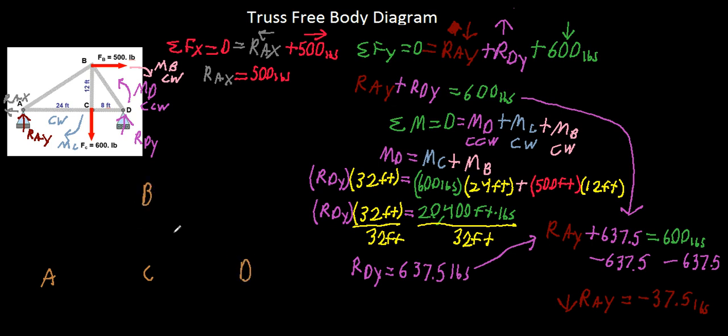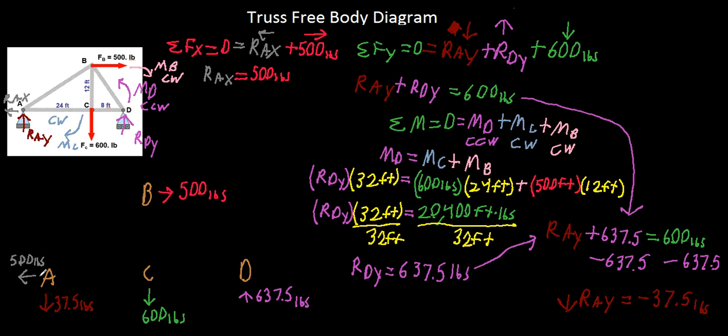So normally Ray is going up, but in this case, this sideways force is so strong that it pushes all of the weight to the right, so much that the pin actually has to pull it down to keep it from lifting up and flipping over. So this 600 pounds actually combines with Ray to cancel out Ricky. And then of course we've got Rax, which is 500 pounds to the left.